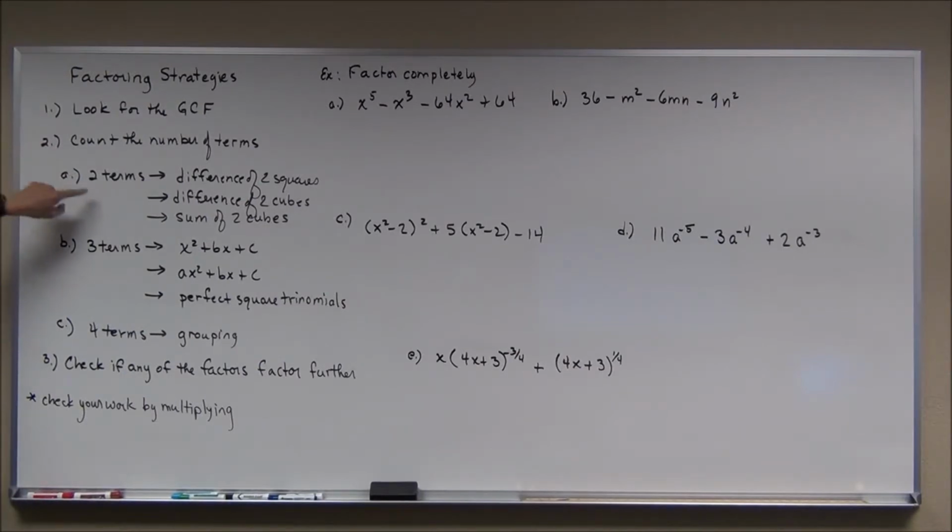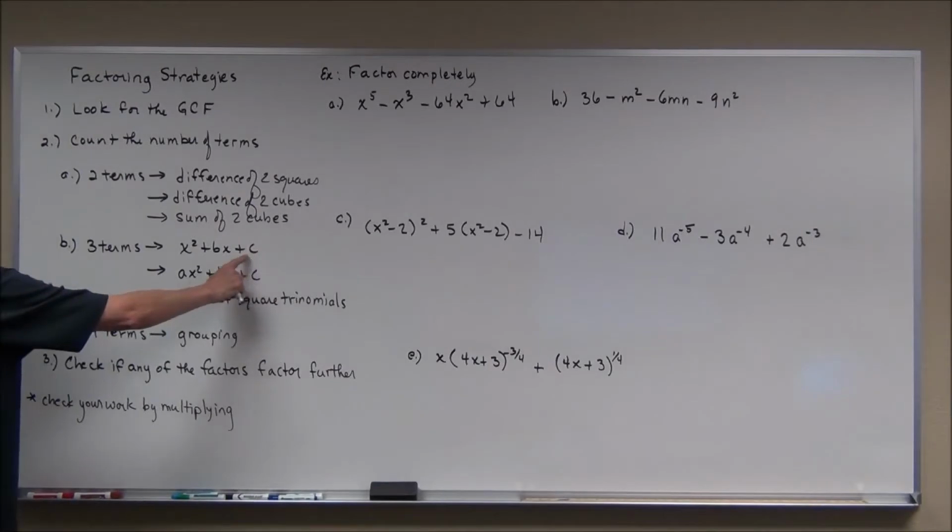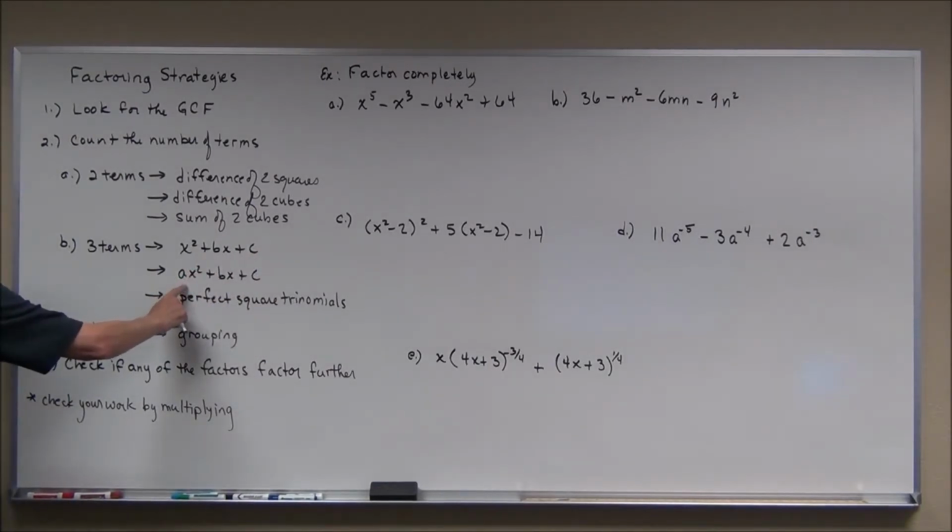Count how many terms. Two terms, it's probably either a difference of squares, a difference of cubes, or a sum of cubes. If it's none of those, then it just doesn't factor any further. If it has 3 terms, it might be a simple trinomial that you can factor using the little trick of finding two numbers whose product is c, whose sum is b. Or maybe it's in this form where we use the bottoms-up method. Or maybe we discover by checking the 4 things to look for that it might be a perfect square trinomial.